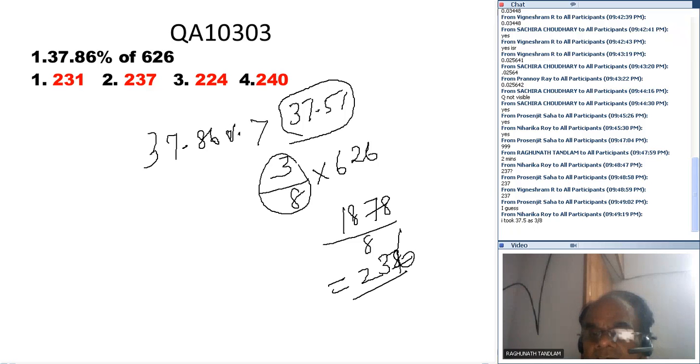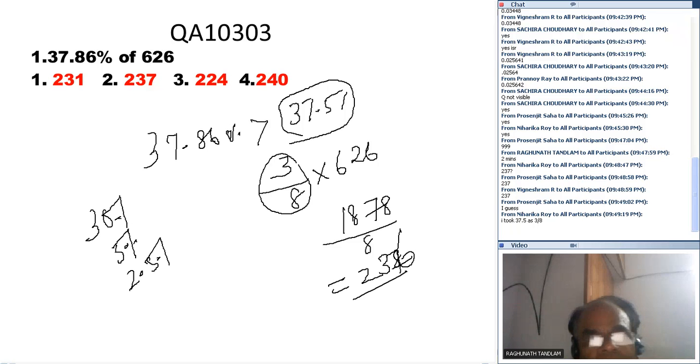That's why I said 37.5 is 3 by 8. That makes the calculation faster. It should be around 236, slightly more than 236. So it becomes 237. There's another way of doing it. Calculate 30%. Calculate 5%. Calculate 2.5%. Do that. But I thought 37.5 is 3 by 8. That makes it easier to answer the question.